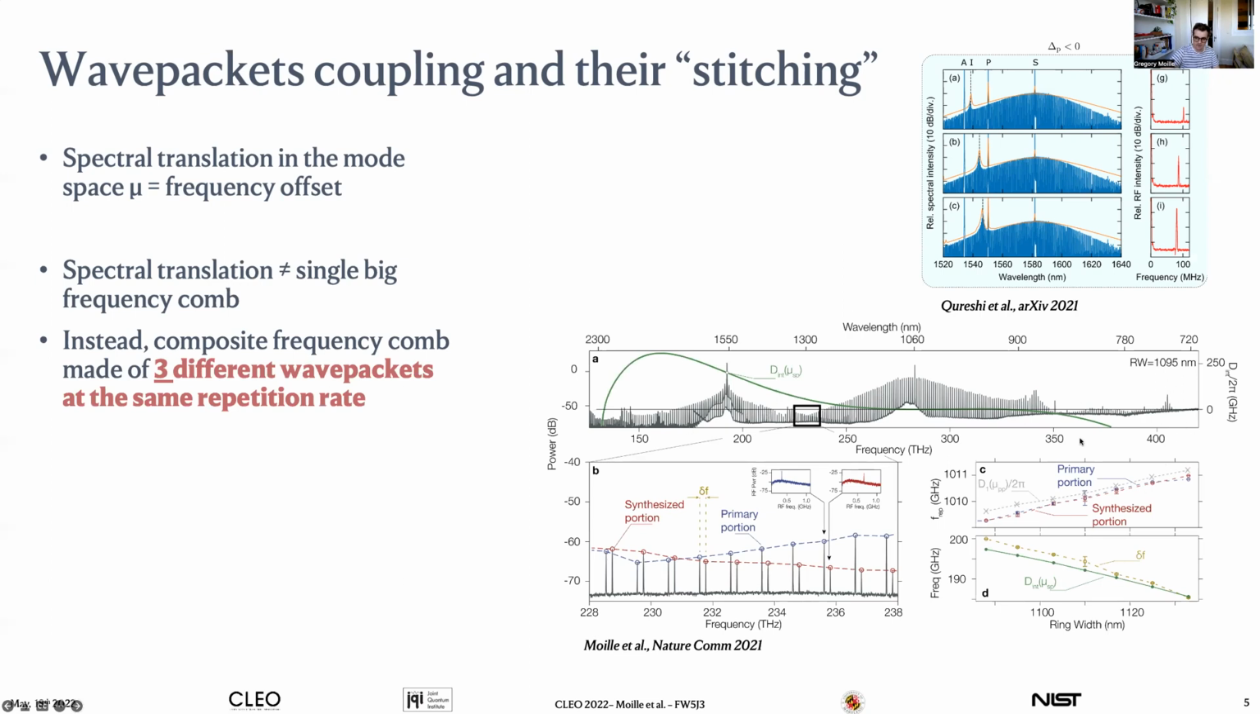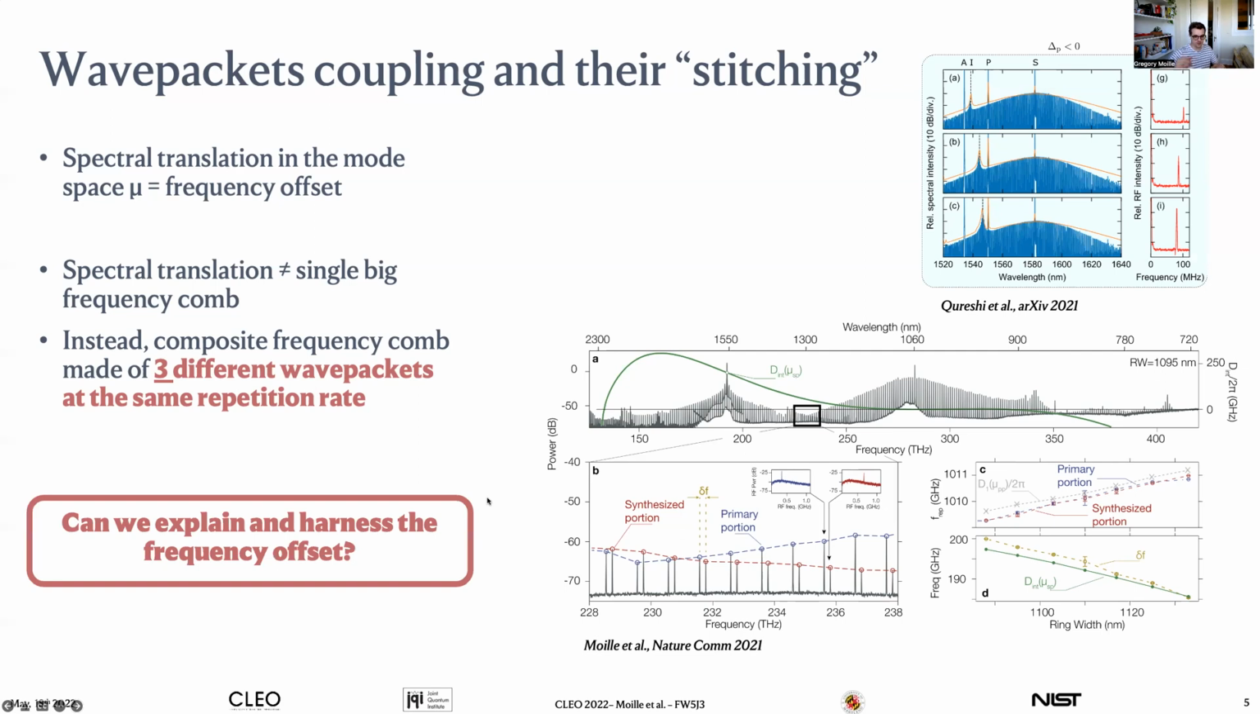So we have the high frequency one, the primary DKS, and the other one that is the secondary pump. And there is a frequency offset between each of them, while they travel at the same repetition rate. So the question here, and I will try to answer and show you how interesting this is, is: can we explain this frequency offset? But most importantly, can we harness it? And can we do something with it?